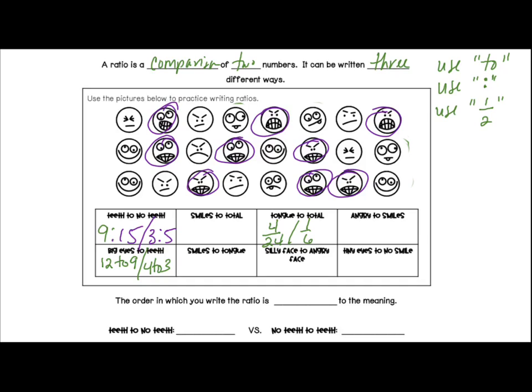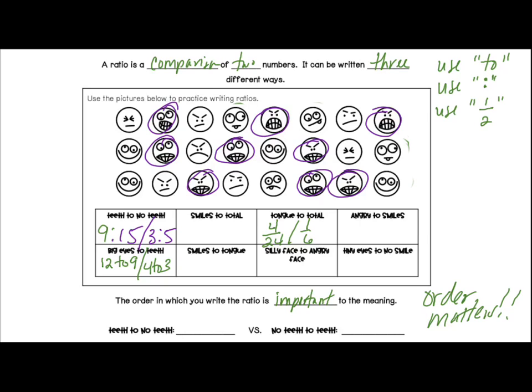Because if there's 4:3 girls, you wouldn't say there's girls to boys, 4 girls to 3 boys, you wouldn't say there's 1 1/3 girls to boys. That doesn't make any sense. The order in which you write the ratio is very important to the meaning. Order matters. You have to keep this in your mind.